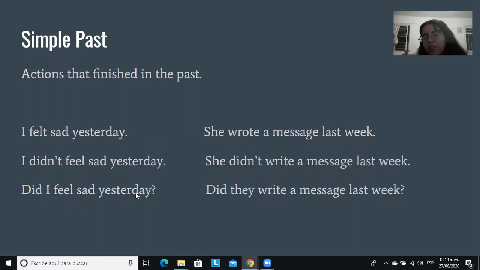Now, the next example says, she wrote a message last week. Here, in the affirmative, we have to change the verb to the past, depending on if it's a regular or irregular verb, but it has to be in past. So she wrote a message last week when it's affirmative, but when it's negative, we only add the did and the not. So she didn't write a message last week. And when it's a question, we start with the auxiliary. So did they write a message last week? That would be the question.